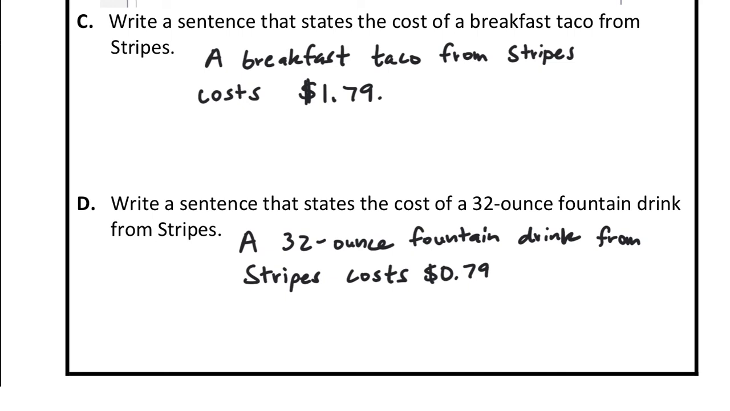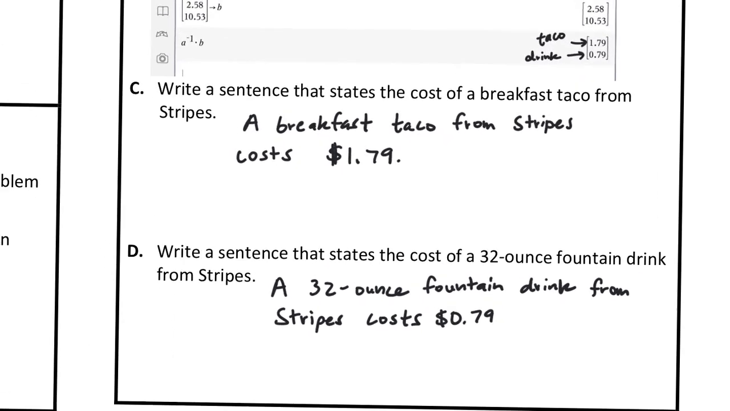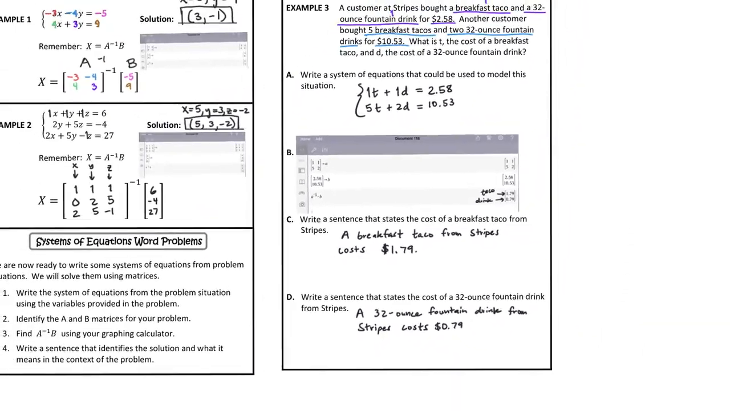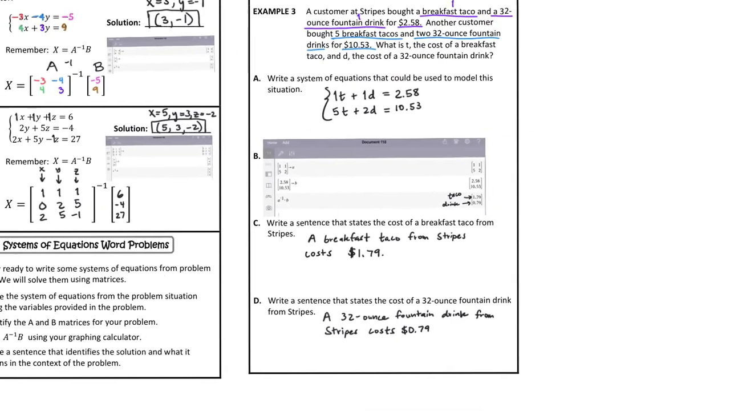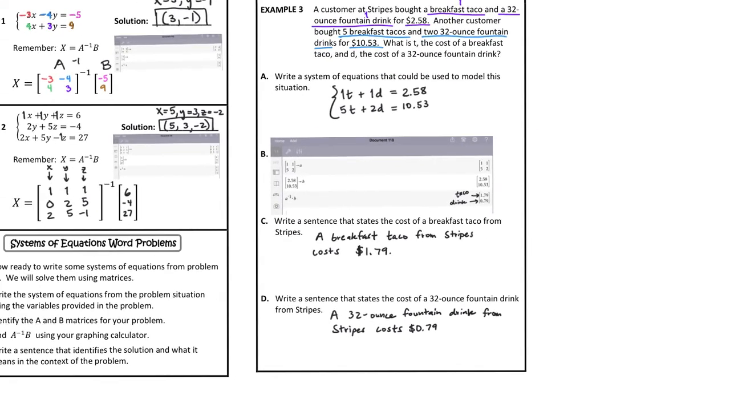Right, so that's one equation there. Then we're going to zoom out. So this is example 3. Let's go over to example 4.